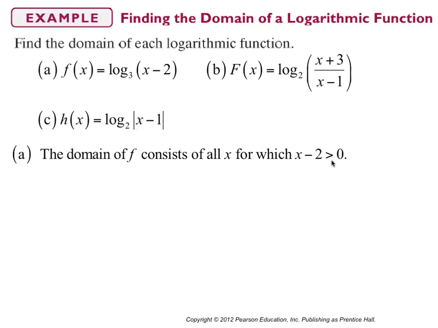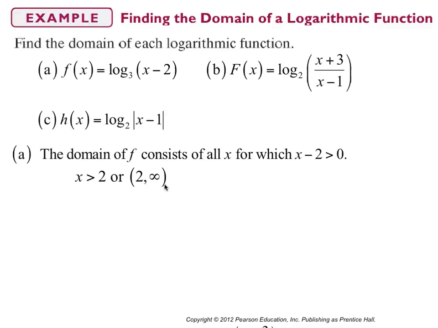So what we do is we set our x minus 2 greater than 0. And then we go ahead and just solve. So we would add 2 to both sides, so we'd get x is greater than 2, which if you're writing it in interval notation is going to be from 2 to infinity.